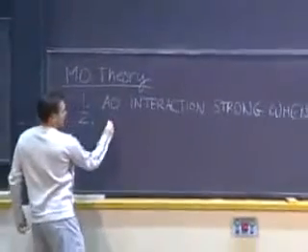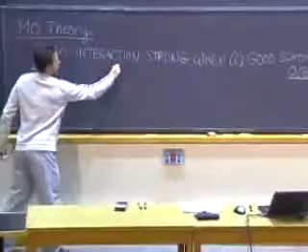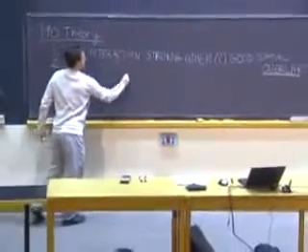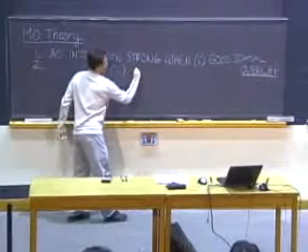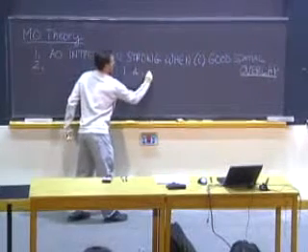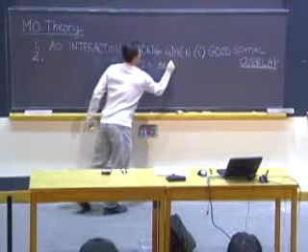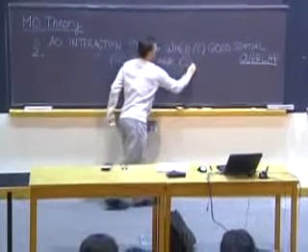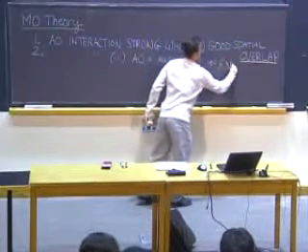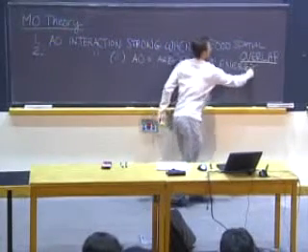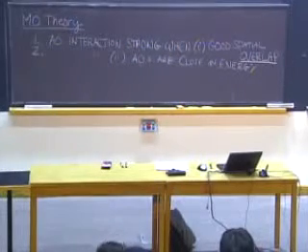And also, I can echo this first part. AO interaction is strong when, and say number two, AOs are close in energy. The interacting orbitals are close in energy.